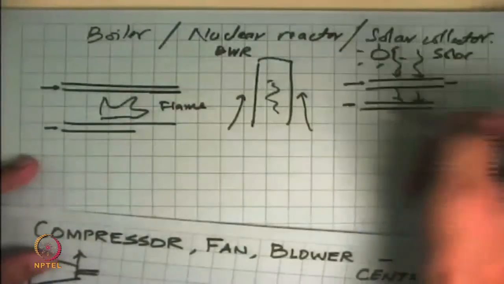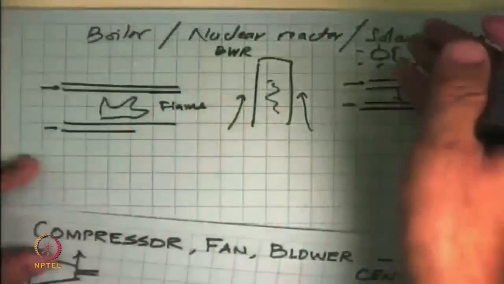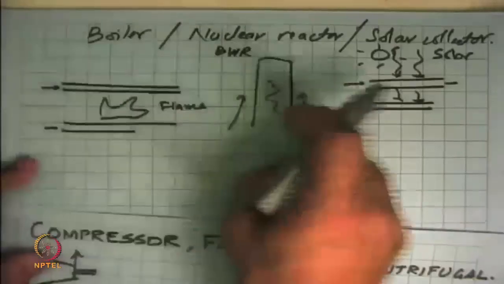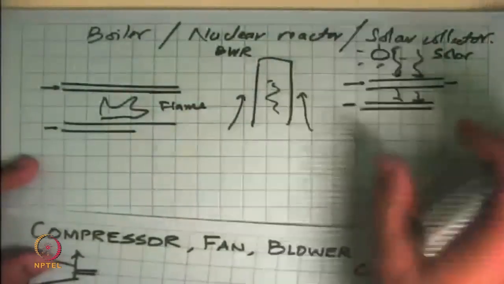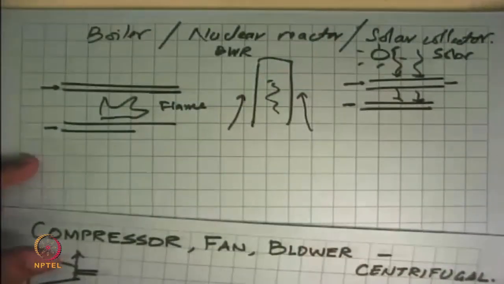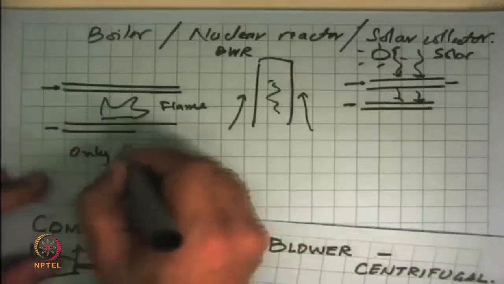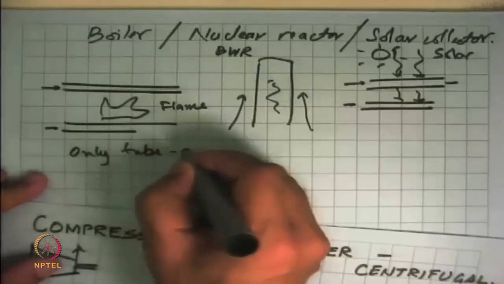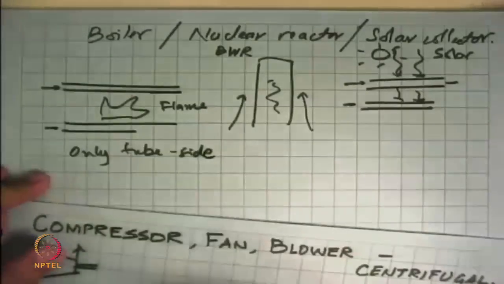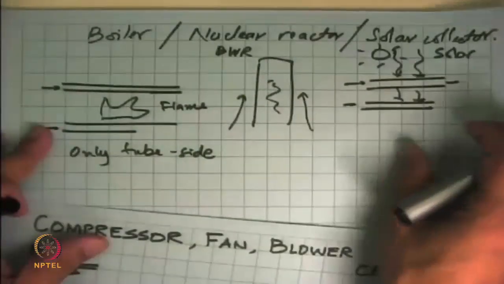So the outside is not strictly a heat transfer in the classical sense that we have seen, but at least on the tube side, our analysis will be exactly the same as what we have talked about a few minutes back. So there's only a tube side fluid, and its analysis can be done the way we have looked at it.